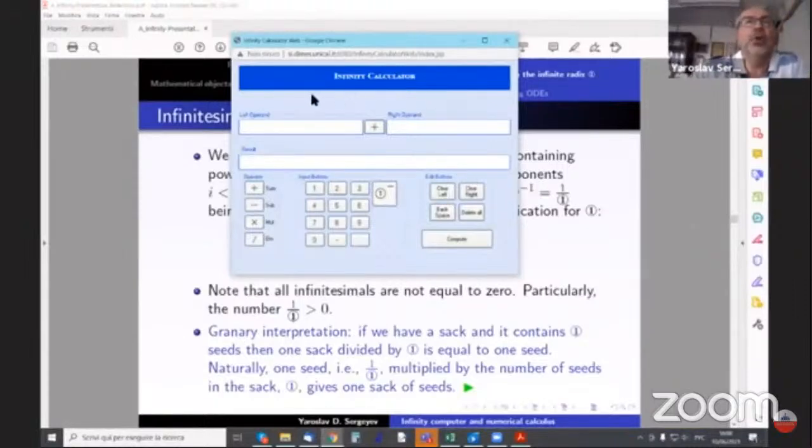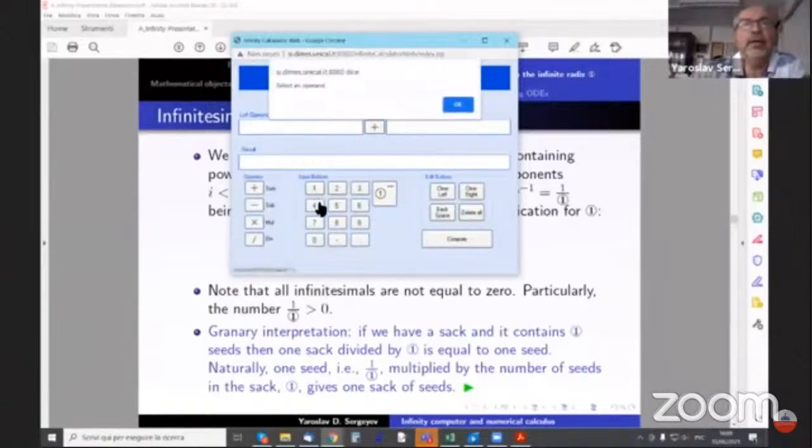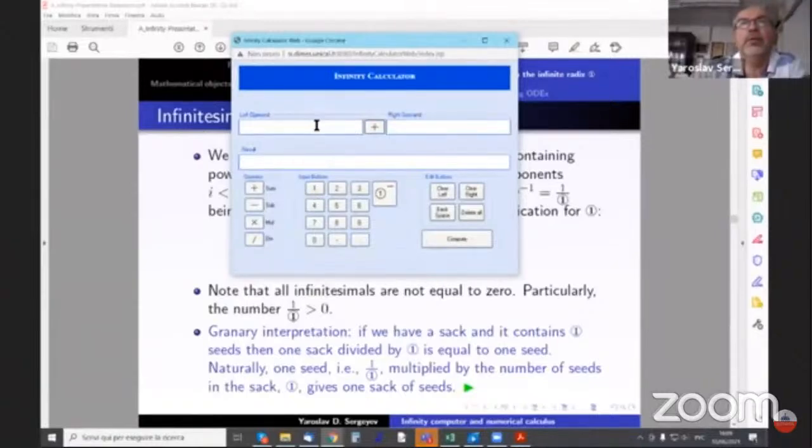Now, in order to show you how to execute operations, I will show you this toy application. This is an infinity calculator that allows us to operate numerically, with floating point numbers, with different infinite and infinitesimal numbers. Behind it, there is the infinity computer. So this is only a simple operation. I will show you how to compute. Let us start.